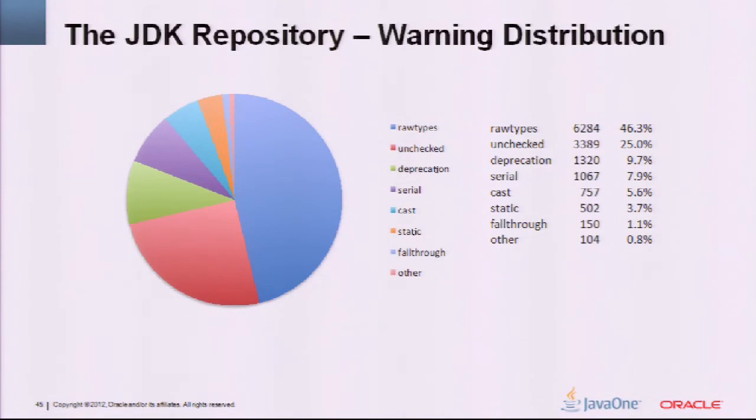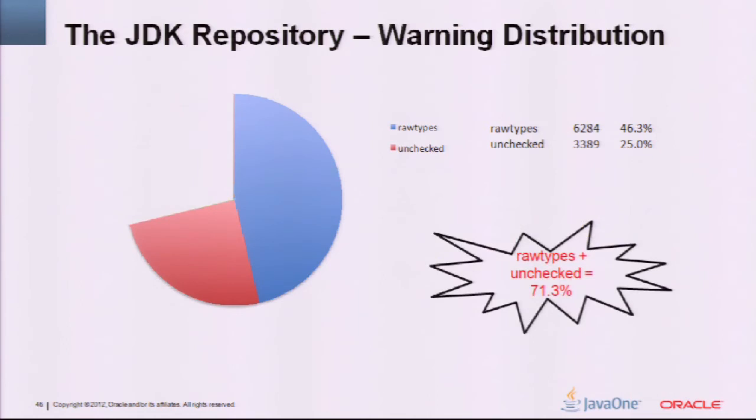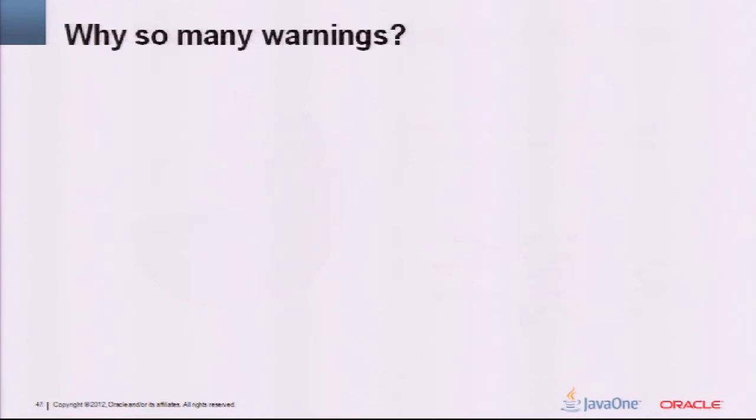Well, yeah, we were surprised as well. This is a distribution of the kind of warnings that we saw. There's raw types, unchecked, deprecation, serial, cast, static, fallthrough, and a small number of other warnings. And if it's not blatant enough yet, 71.3% of them are raw types and unchecked. So why do we have so many warnings in our own code? Are we sloppy programmers here? We don't care what we are doing, we just write code? Well, turns out no.